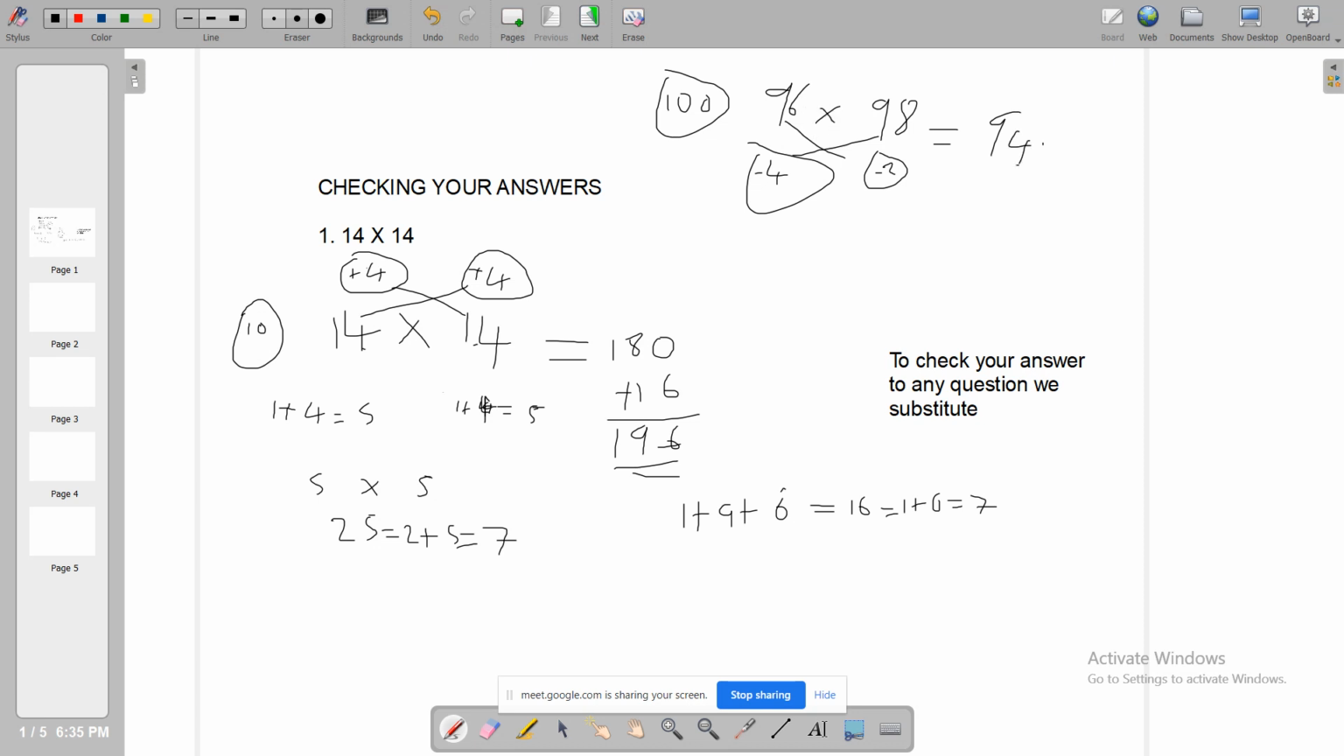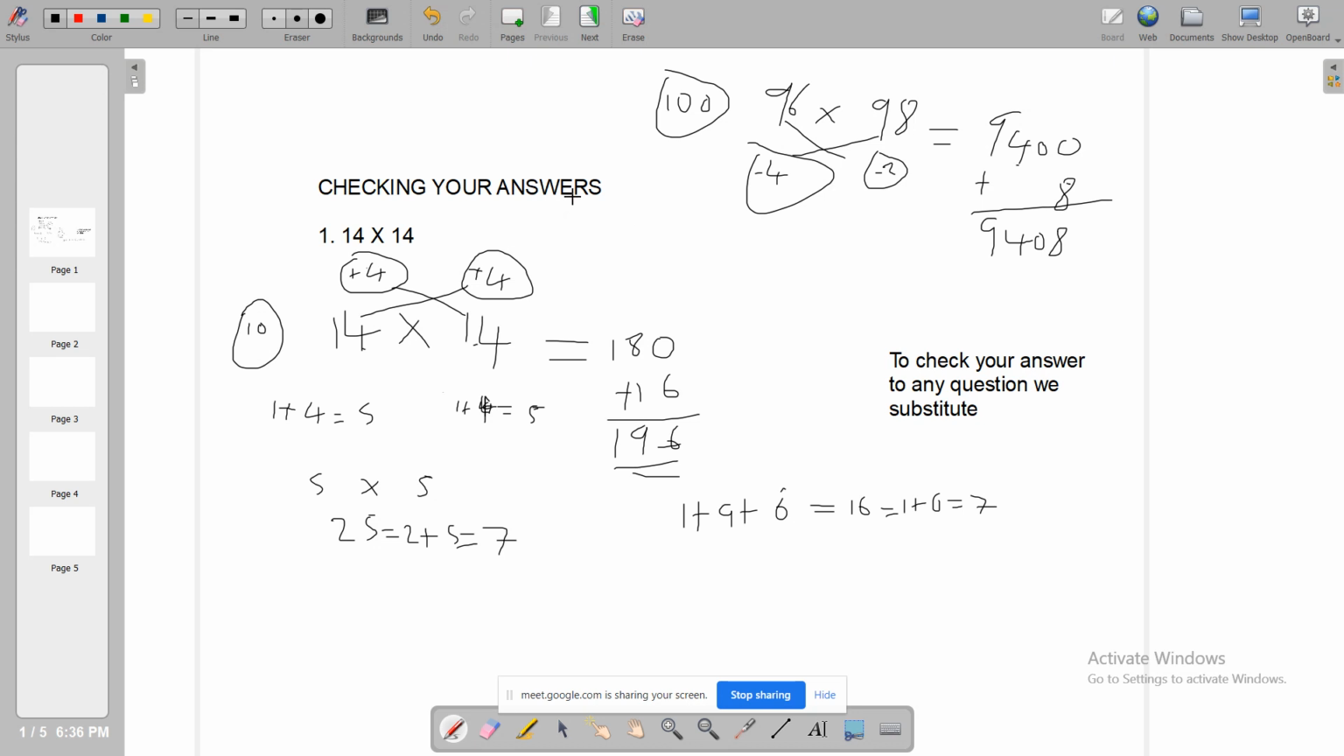And the answer is 9,408. Now negative times negative will give me positive, so here will be 8. So the answer is 9,408. Now let's prove our answer to see.